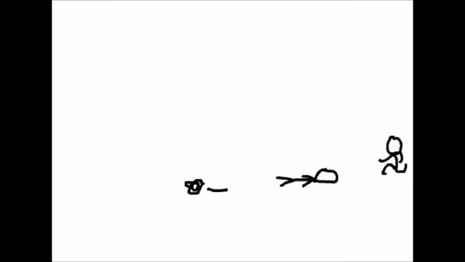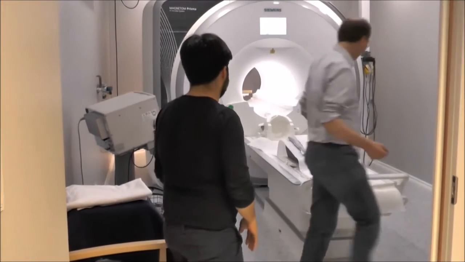fMRIs, or functional MRIs, are used to visualize activity in the brain by measuring changes in blood flow. This makes it easier to find abnormalities like tumors and ultimately save more people. John is no longer nervous about the scan.